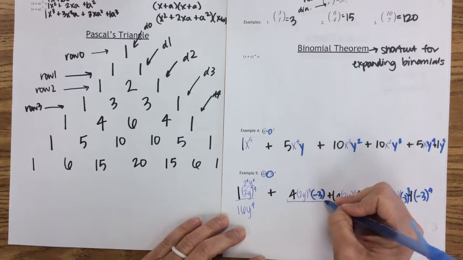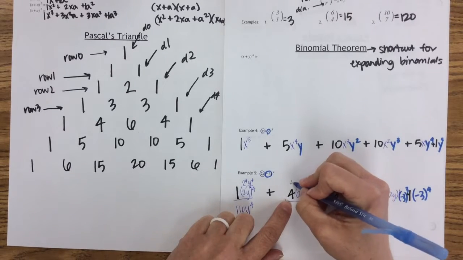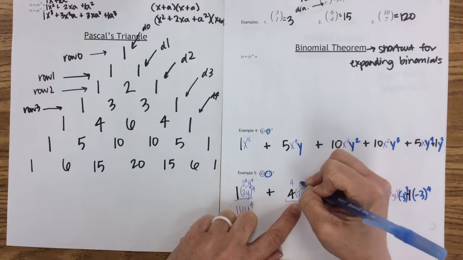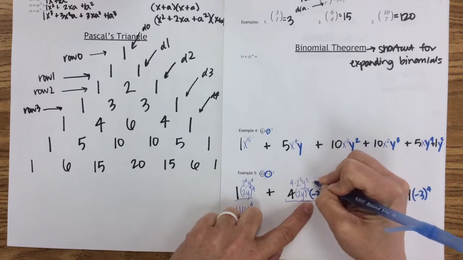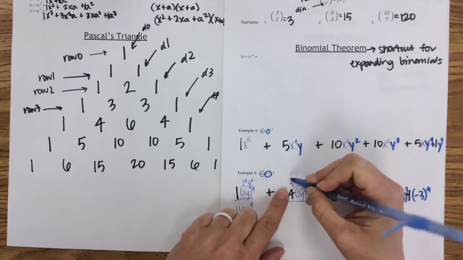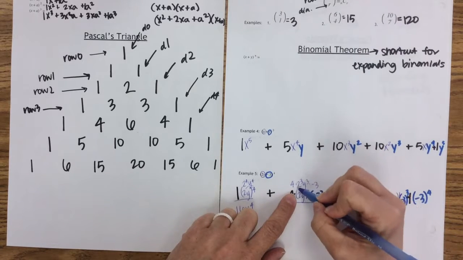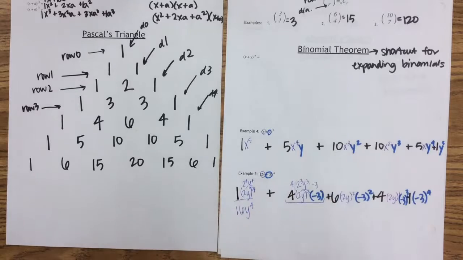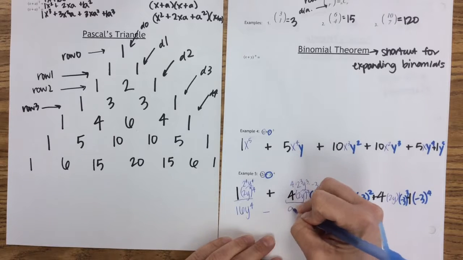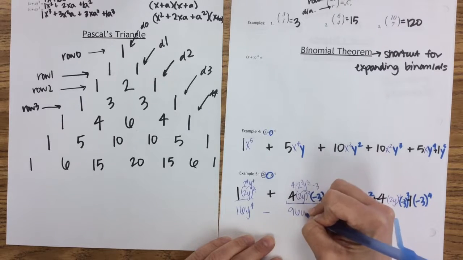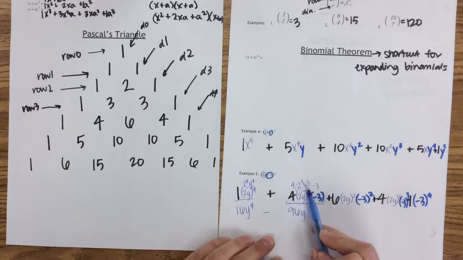Now I got to work on this one. I've got a 4. I've got a 2 cubed y cubed, and I've got a -3. So 4 times 2 cubed times -3 would be -96, and then I've got that y cubed. So I multiply all my numbers to get the -96, and then I have my letter y cubed.